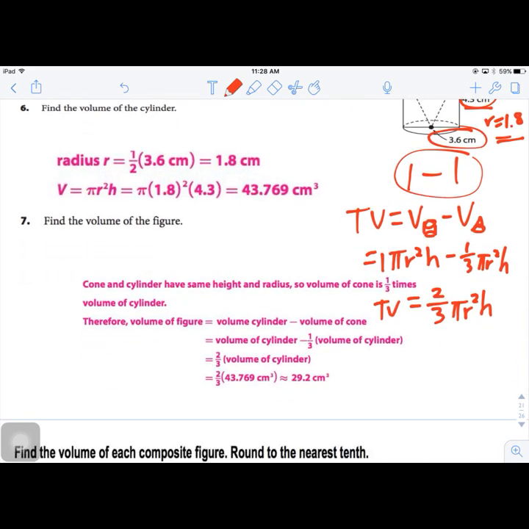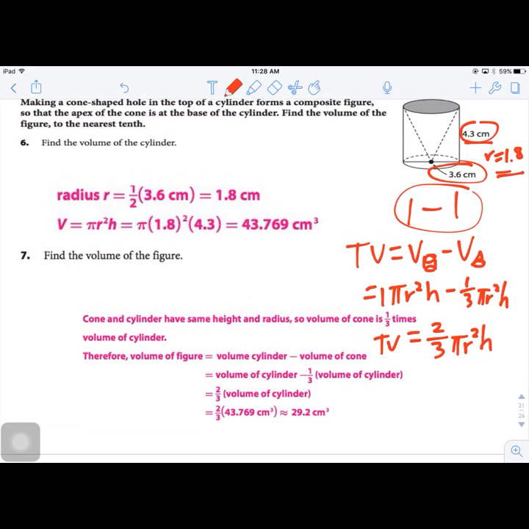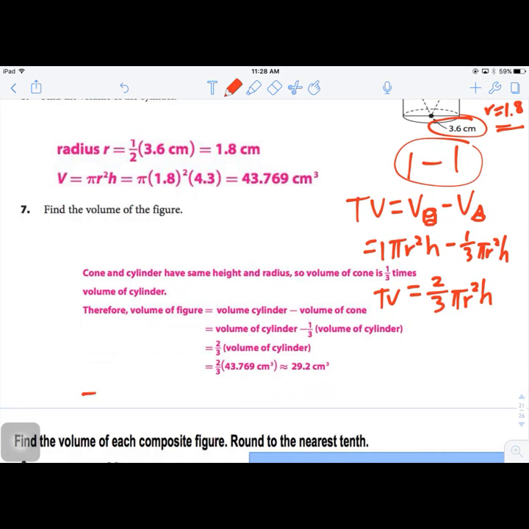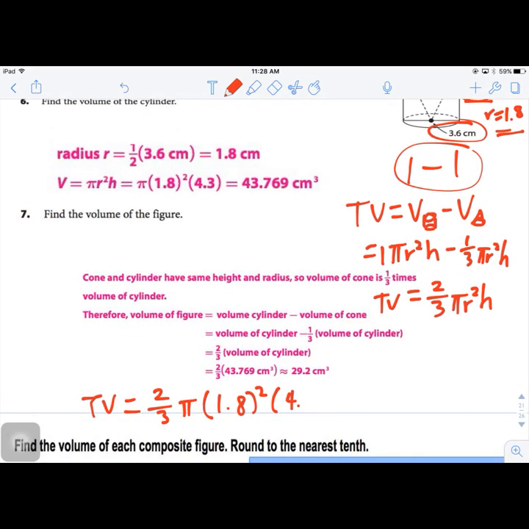So we can go ahead and start by finding the total volume, and we can straight plug in: that is 2/3 pi, and the radius is 1.8 squared, height is 4.3, and multiplying it all together, it should give us the total volume of 29.2 centimeters cubed.